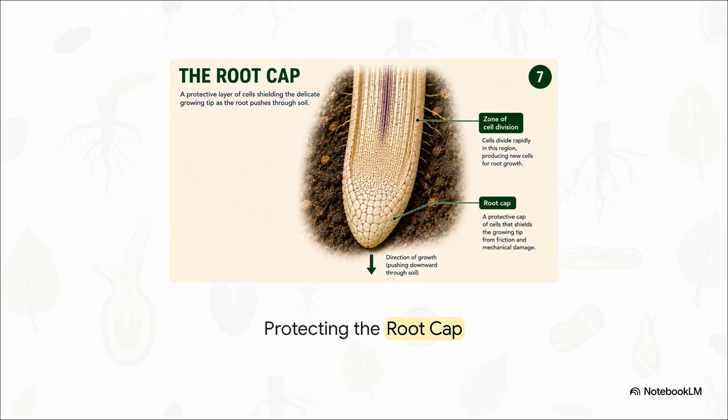And then, immediately behind that protective shield, we have the zone of cell division. This is where cells are multiplying incredibly rapidly to produce the new tissue required for the root's continuous downward drive. So the cap protects, and the division zone pushes. It's an amazing little system.